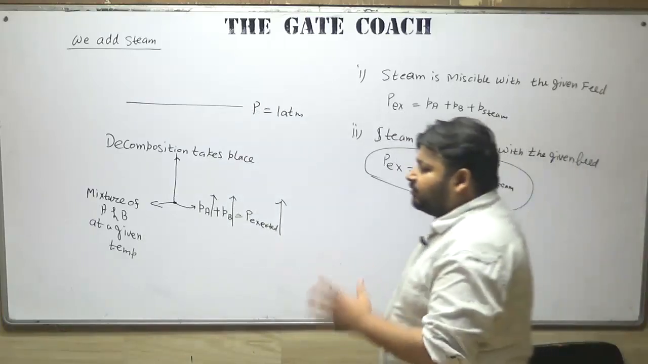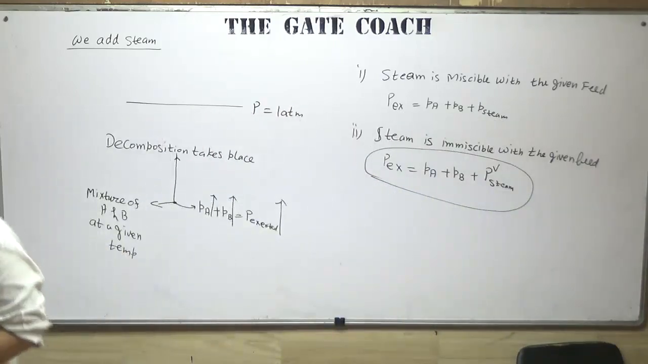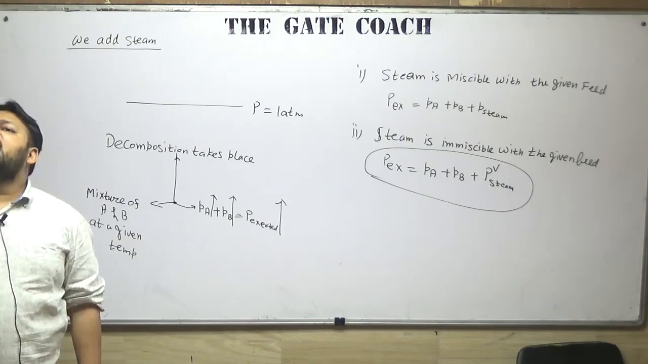Steam distillation hi tab use karte hai jab steam immiscible hoti hai given feed ke liye. Steam distillation is used only when the steam is immiscible with the given feed.